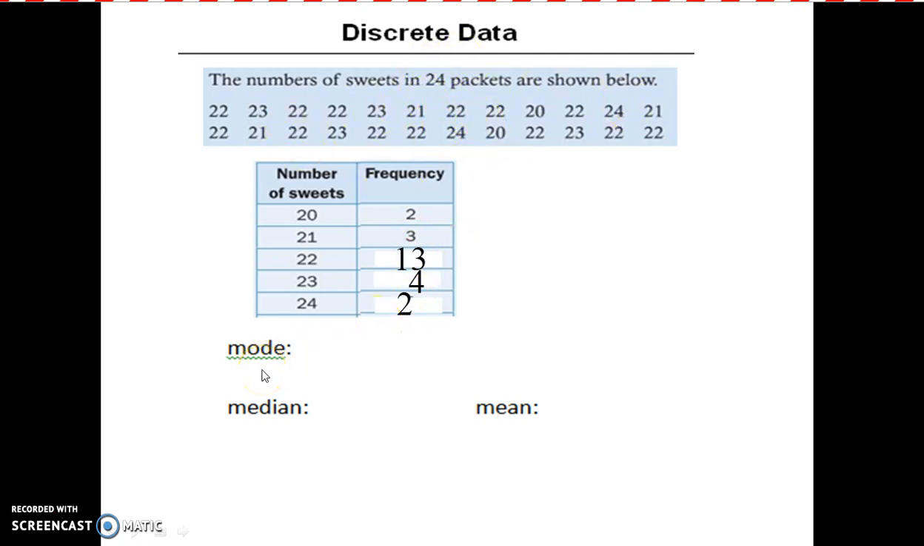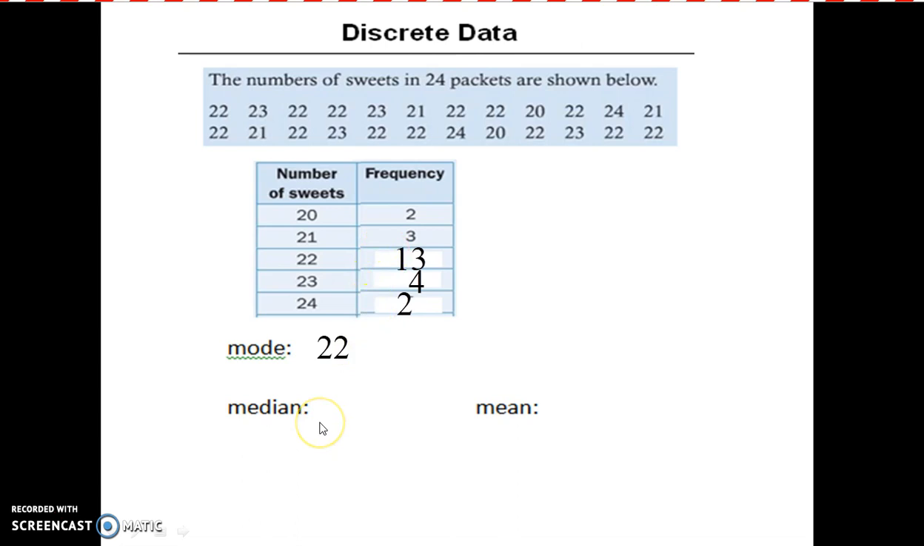Let's find the mode. The mode is the most frequently occurring one. Well, from the data set, it's easy to see 22. But if you didn't have the data set and you just had the table, you would look at the frequency number. So this tells us that 22 occurs 13 times. So obviously that's the most frequently occurring one, and that would be our mode. So 22.